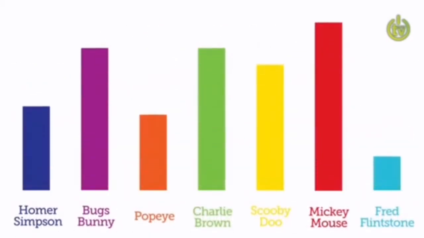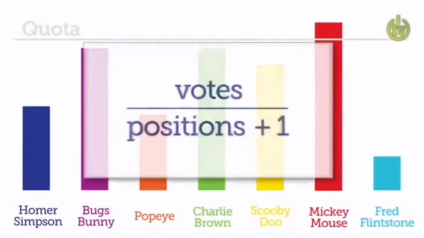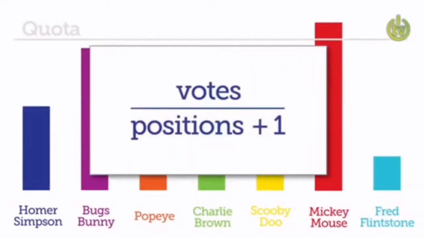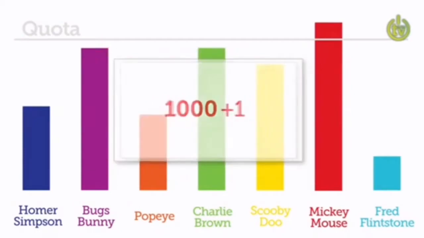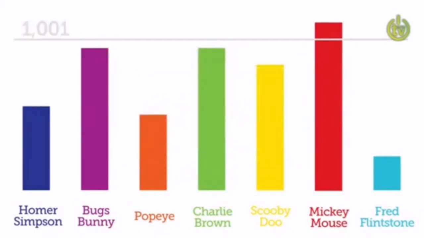We start with the first round of first preference votes. In order to win, each candidate must get a minimum number of votes, which is called the quota. This is worked out by the total number of votes, which in this case is 5,000, divided by the number of positions to fill, plus 1. Then add 1 to that, and our quota is 1,001, though of course this changes with every election.